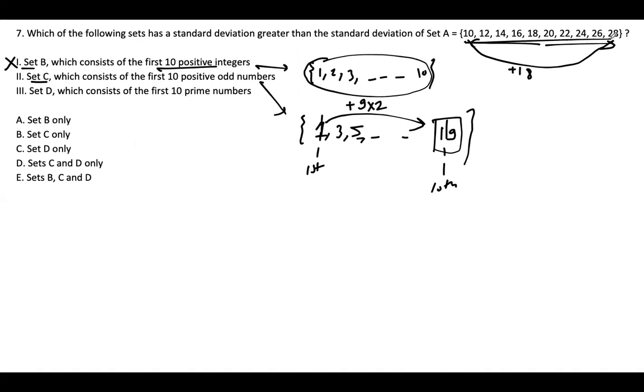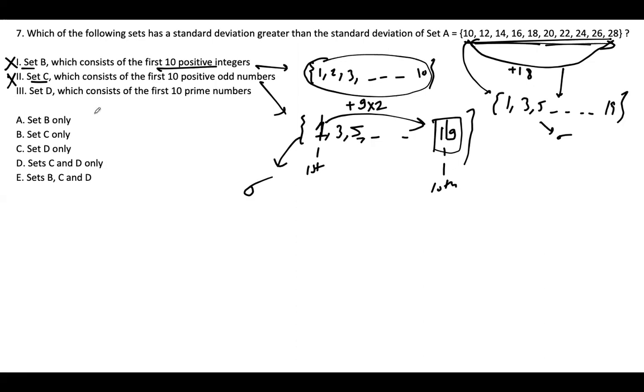Also, if you see this, 10 to 28, and this is 1. Let's say the standard deviation for this is sigma. If you subtract 9 from each term, this becomes 1, 3, 5, and so on. So this is nothing but the same series. Does this have a greater standard deviation? No, actually they have equal standard deviations.